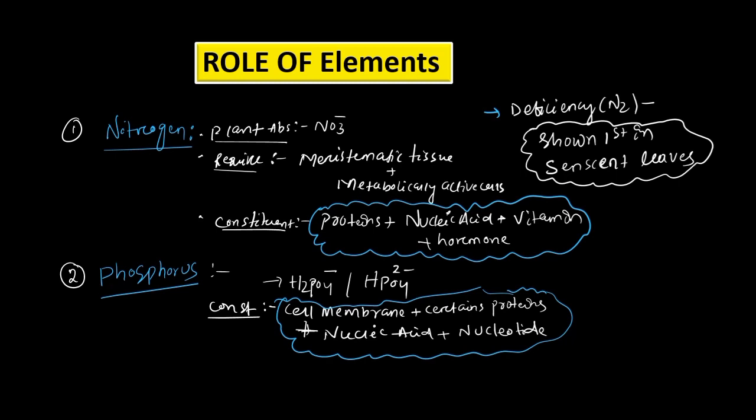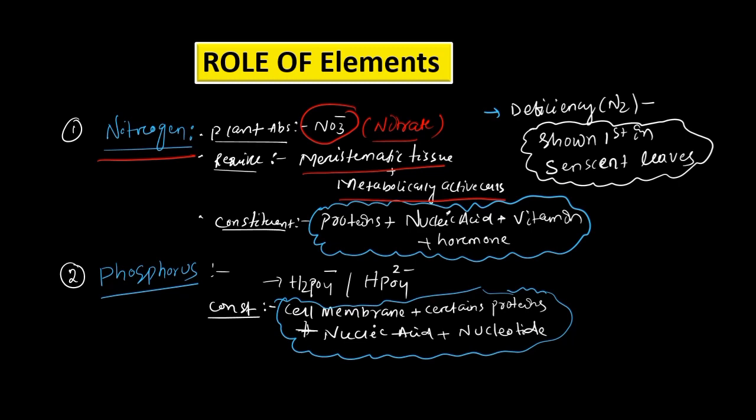Role of different mineral elements. First is nitrogen. The plant absorbs nitrogen as NO3, that is nitrate, and mostly this nitrogen helps in meristematic tissue and metabolically active cells. Meristematic tissue is mostly found in growing regions, for example the apical part of the plant, which also consists of meristematic tissue and metabolically active cells.